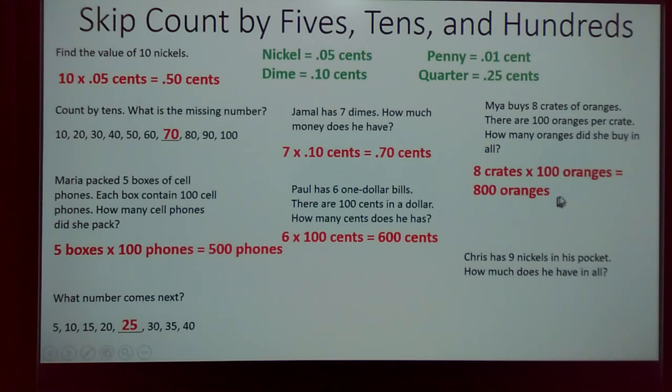And now finally, the same way with this one, Chris has 9 nickels in his pocket. How much does he have in all? Well, we know a nickel is 5 cents, so you can say 9 times 5 gives you 45 cents. It's totally up to you how you want to get your answer, whichever makes it easy for you.